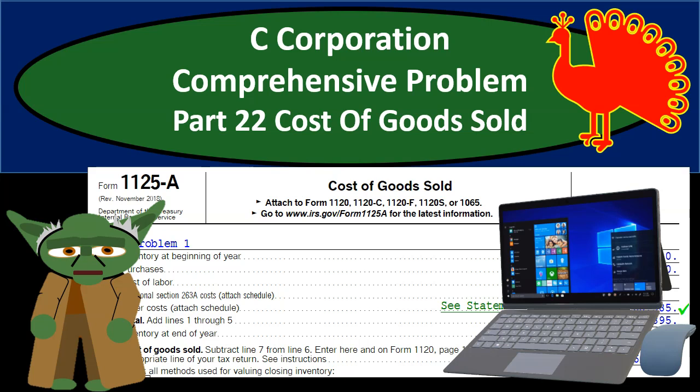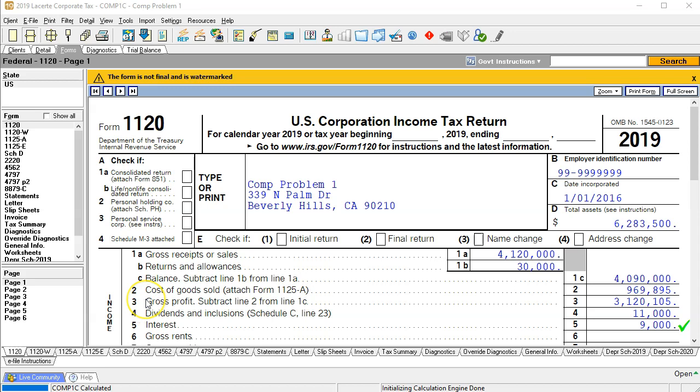In this presentation, we will continue on with part 22 of our C Corporation Comprehensive Problem, this time taking a look at the computation of the cost of goods sold, which can be found on the Form 1125A. Here is our Form 1120.